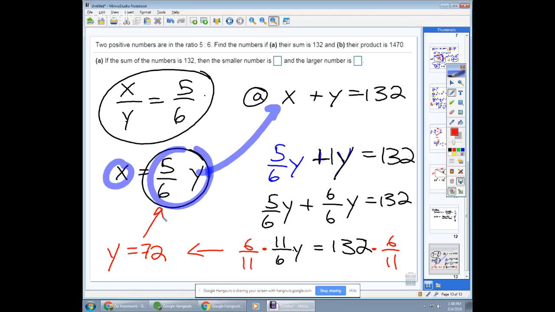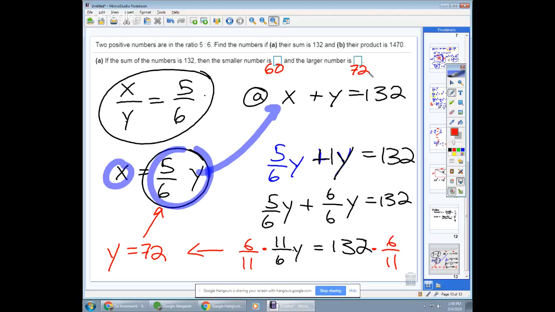Take 5/6 of that number. Let's see, 6 goes into 72 12 times. 12 times 5 is 60 on a good day. Yeah, so it looks like, and they want the smaller number first. So the smaller number we believe is 60. And the larger number we believe is 72.